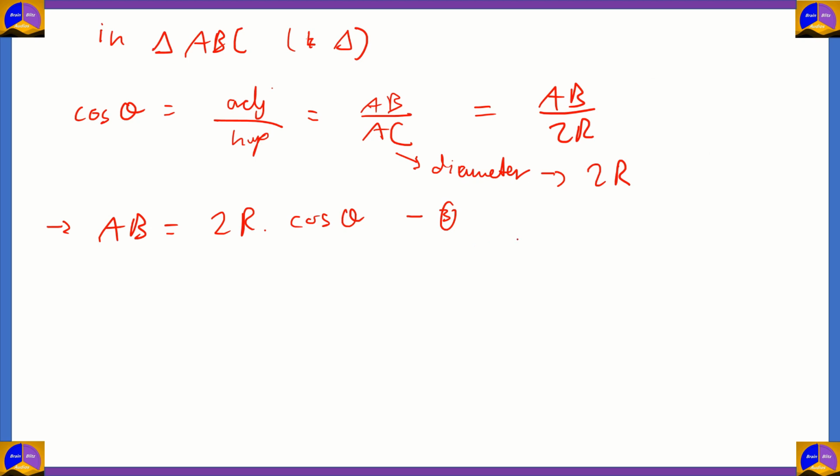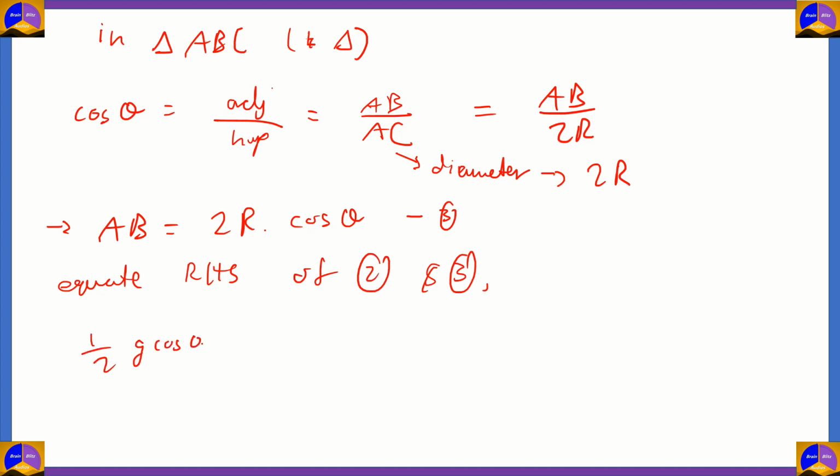So now that we know equations 2 and 3, let's equate them. So equate the RHS of equations 2 and 3. What we get is half g cos theta times t squared will be equal to 2r times cos theta. Here cos theta gets cancelled out, and let's take t squared to the left-hand side. So the half goes to the numerator on the right, it becomes 2, and g goes to the denominator.